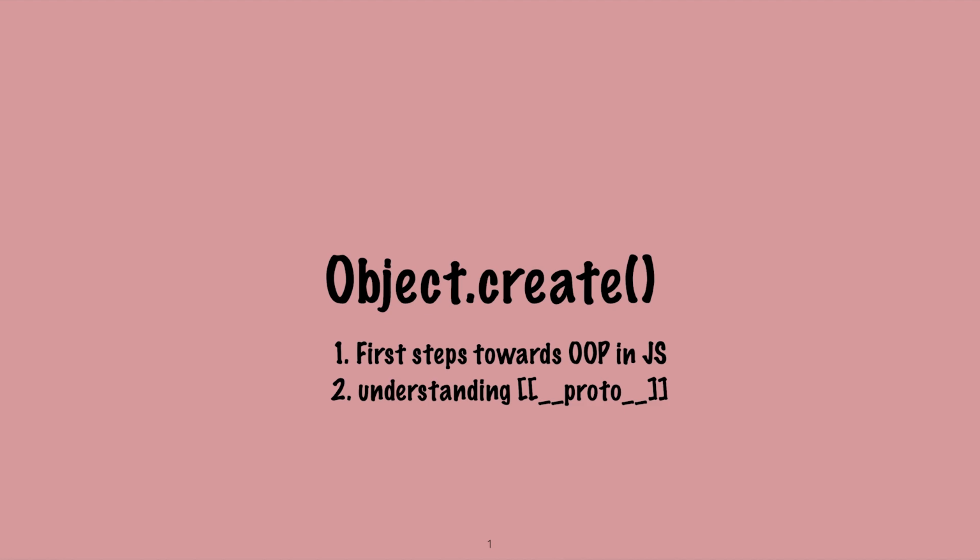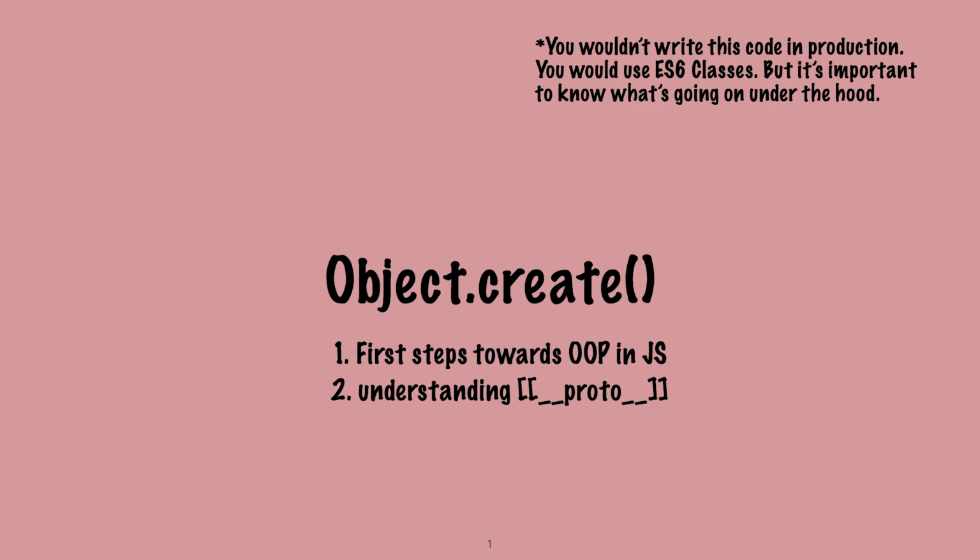Before we begin, you wouldn't write this code in production. You would use ES6 classes, but it's important to know what object.create is doing under the hood. Okay, so let's set the stage. This video is not about object-oriented principles. This video is about how we do object-oriented programming in JavaScript with object.create. Let's start.